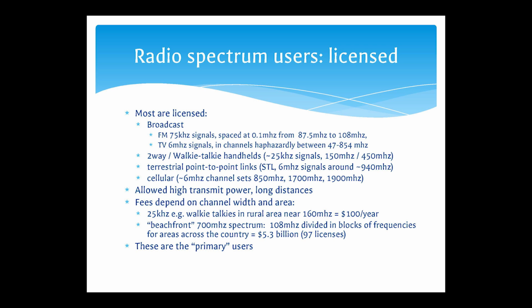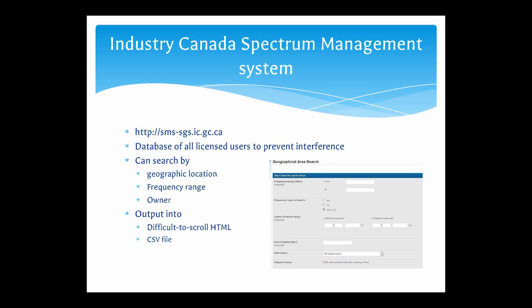The Government of Canada carved out 108 megahertz of spectrum around 700 megahertz. They divided it into multiple blocks, and each of these blocks covered certain areas of the country depending on population density, geographical distance, and the like. And they sold them for a total of $5.3 billion to 97 companies, which is pretty nice for what were just unused TV frequencies. So these licensed users are the primary users. As we'll see later, there are other secondary classes of users.